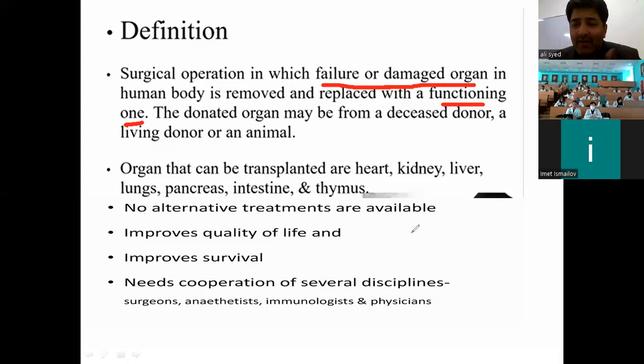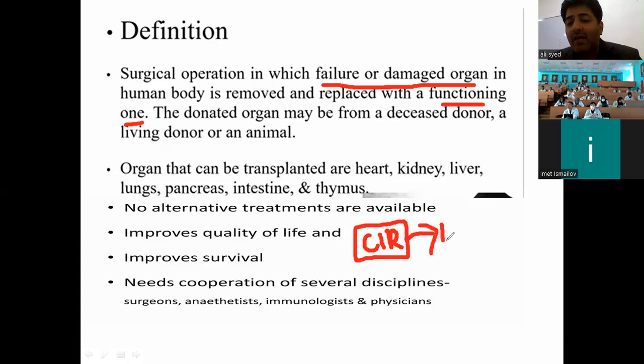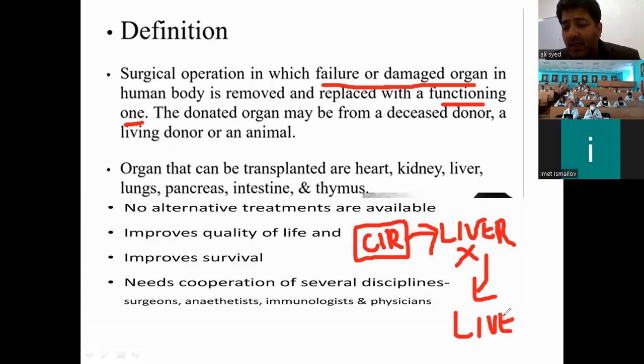Okay, so I will give you an example of cirrhosis. The patient is having cirrhosis. When the patient has cirrhosis, the liver is not performing its function. So what are you going to do? Now the liver is completely damaged and cannot perform its function. So when the liver cannot perform its function, you will go for liver transplantation.